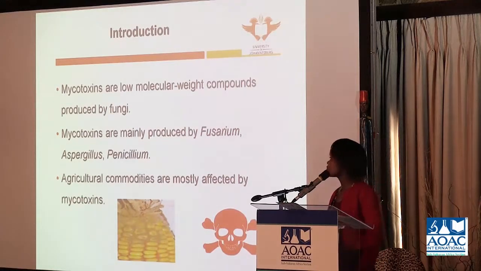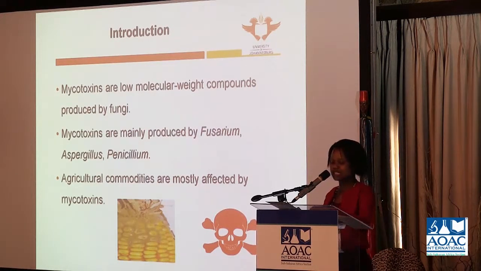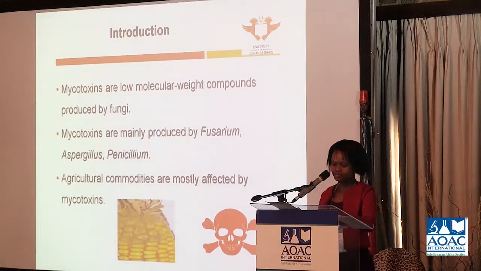Well, mycotoxins in simple terms are secondary metabolites that are usually produced by various filamentous fungi, and they're mainly produced by Fusarium, Aspergillus, and Penicillium. There are more than 400 mycotoxins discovered since the 1960s. Mycotoxins mostly affect agricultural products such as maize, sorghum, wheat, rice, etc. These are staple food in South Africa and in the whole world. It has been predicted that approximately 35% of agricultural products are contaminated with mycotoxins.